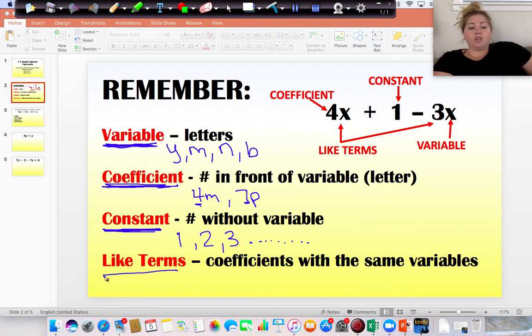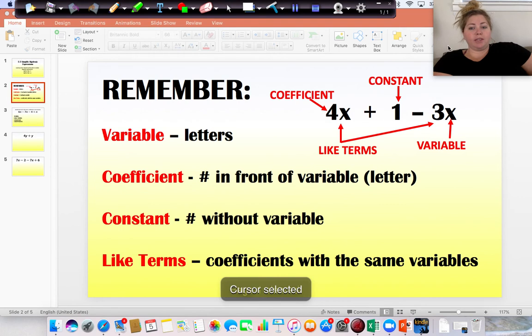Okay, like terms. When we are simplifying algebraic expressions, we will be combining like terms, putting like terms together. And like terms are just coefficients with the same variables, or they can also be your constants. So we want to put all our constants together, and we want to put all our coefficients with the same variables together. So up here we've got like terms. The 4x and the -3x, those are like terms. They go together because they have the same variable. Make sure to write all of this down before moving on with us, especially this example over here, which points out in an algebraic expression what each vocabulary term represents.